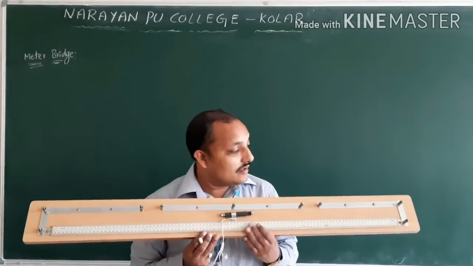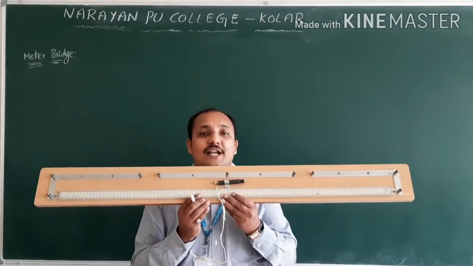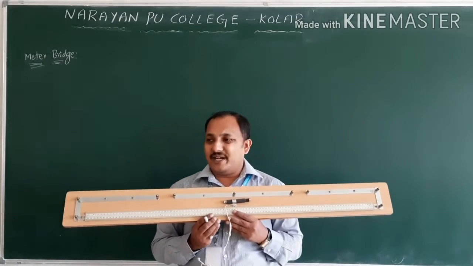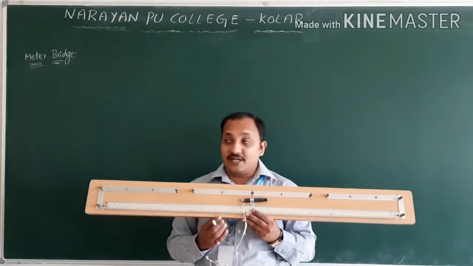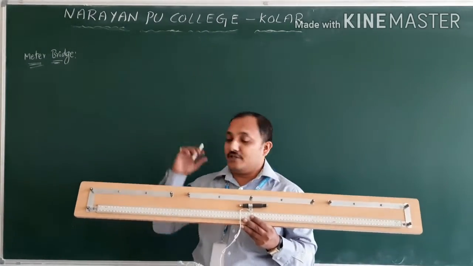This is one wire. This length of the wire is almost 100 centimeters, that is nothing but 1 meter. So the length of this wire is 1 meter. Therefore, we are calling it a meter bridge. I am going to draw this on the board later.